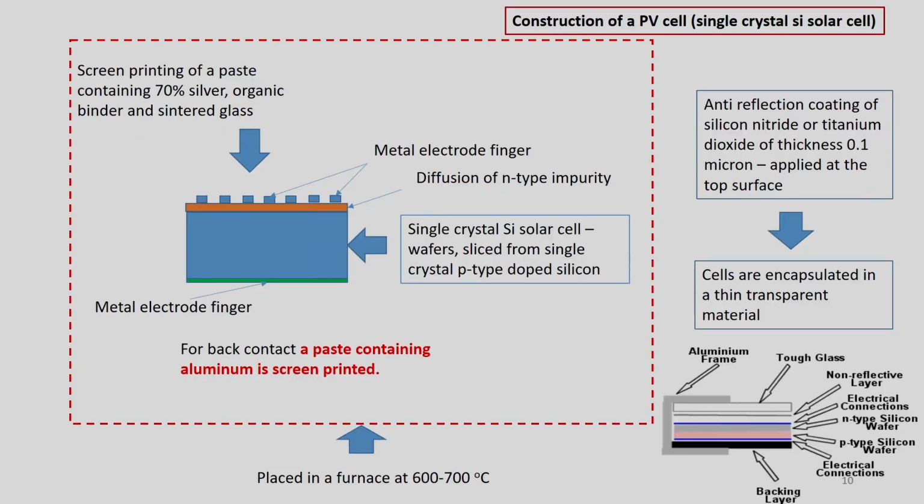So, now let us learn about construction of a PV cell, and of course, it is a single crystal silicon solar cell. So, how can this be done? Before we touch the basic concepts, let us see what different layers exist in the PV cell. So, we will have a back layer. At the back side, you can see some kind of insulation is provided, and we must have electrical connections, because the energy that is generated has to be collected.